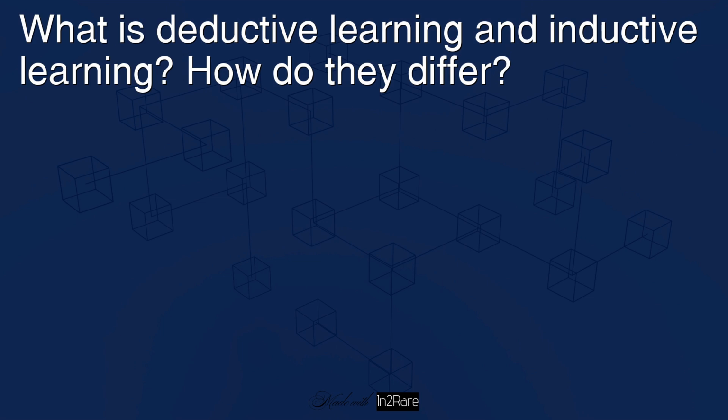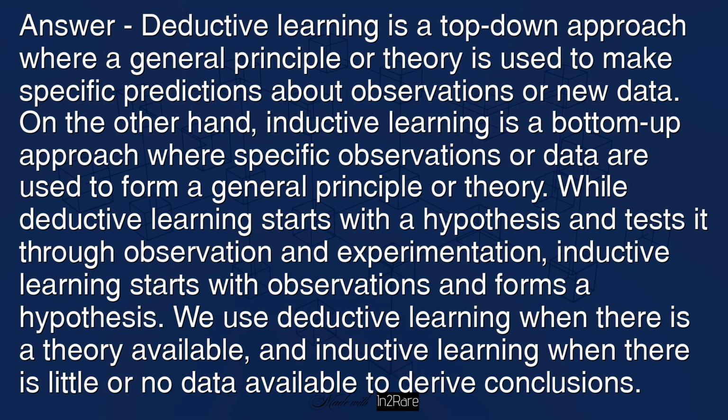What is deductive learning and inductive learning? How do they differ? Answer. Deductive learning is a top-down approach where a general principle or theory is used to make specific predictions about observations or new data. On the other hand, inductive learning is a bottom-up approach where specific observations or data are used to form a general principle or theory.